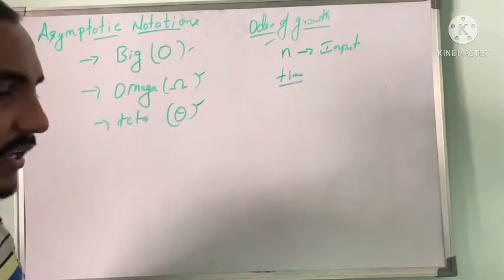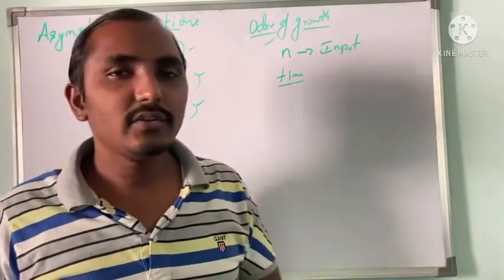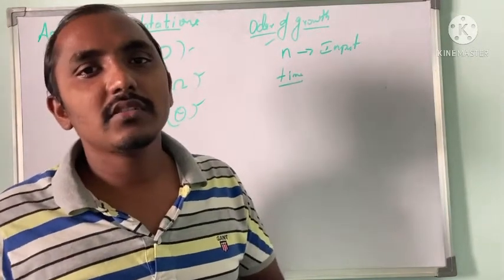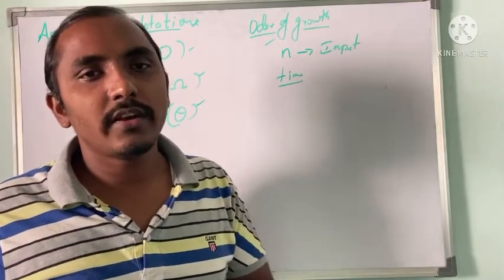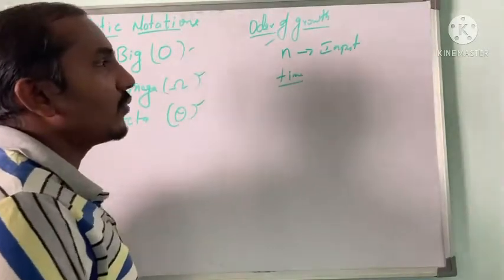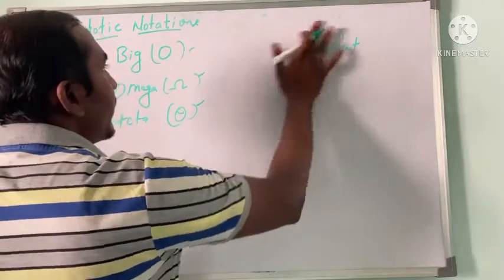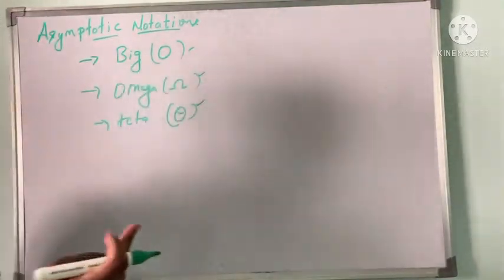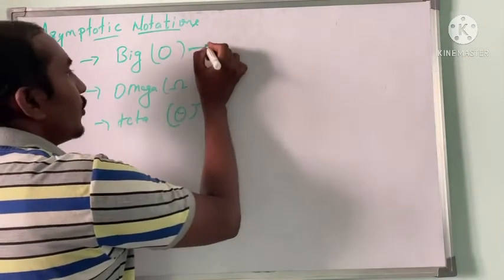You can consider a simple example: if you have 5 elements and I am trying to search for some element, it will take less time. If I have 500 elements, the amount of time it consumes to execute will be more. That is how the concept of order of growth is. By using it, we will be identifying these three notations: big O notation, omega notation, as well as theta notation. First, coming to big O notation.